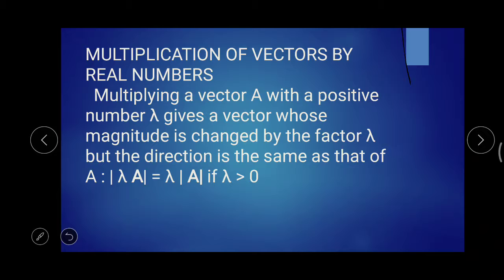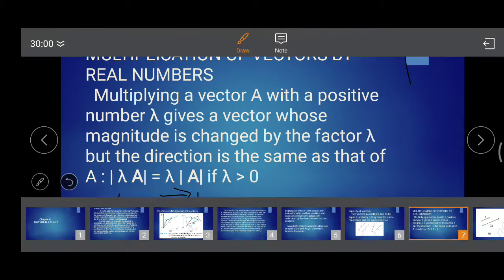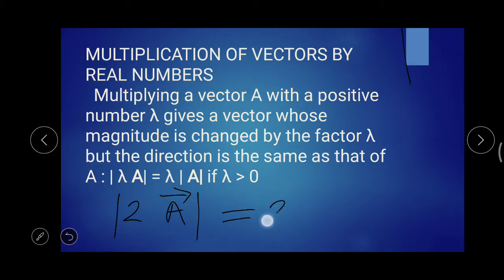Consider lambda as 2 and the vector a. If you are multiplying the 2 with the a, it will give you the value 2 times the vector a. It means the magnitude is only changing if you are multiplying a vector with a scalar quantity, a numeric or a real number.